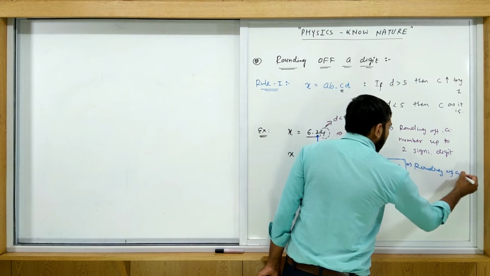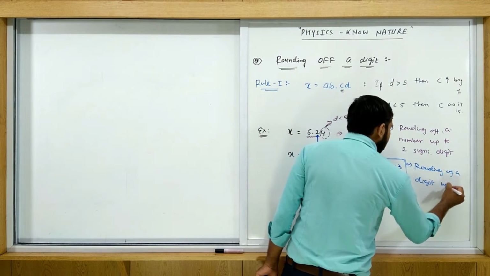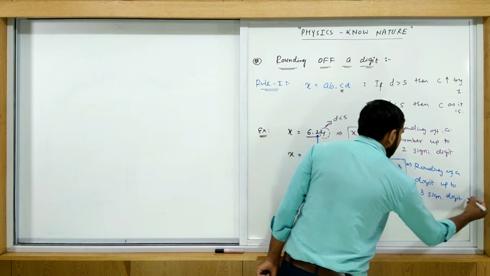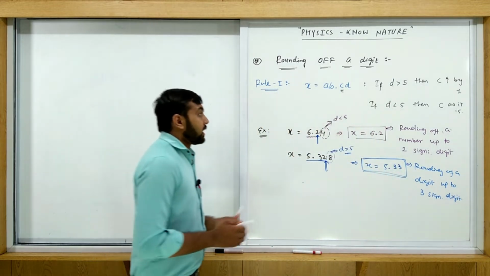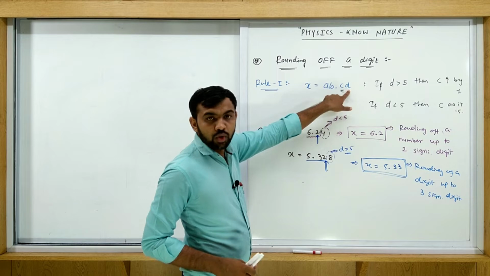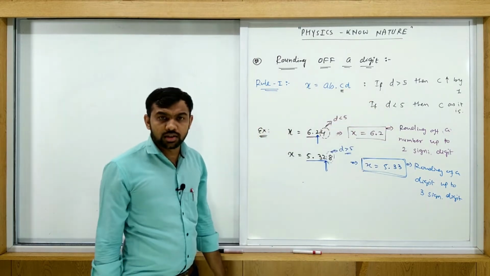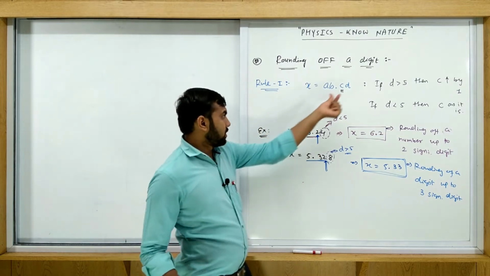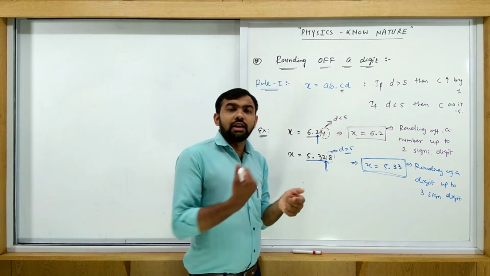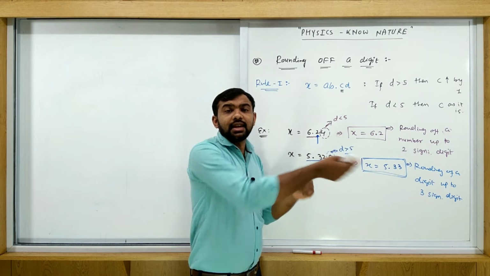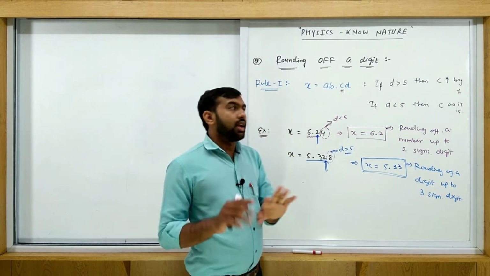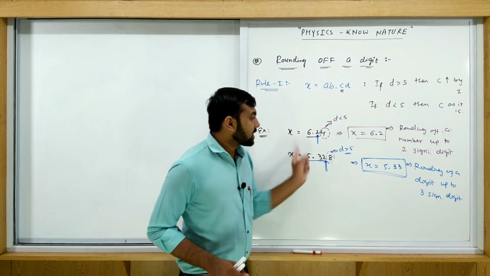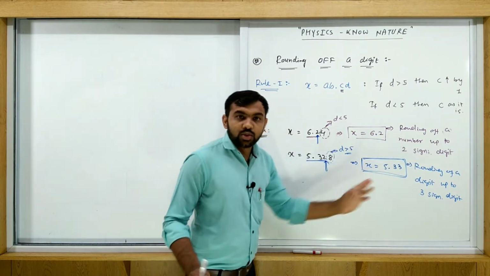Rounding off a number up to 3 significant digits. Do you understand? That is the first rule. Whatever the given number, wherever you do this rounding off operation, if the right hand side digit is greater than 5, then the left hand side digit is increased by 1. If the right hand side digit is less than 5, then the left hand side digit stays as it is. Less than 5, 2 stays as it is. Greater than 5, 2 is increased by 1. 2 becomes 3. So that is the first rule.